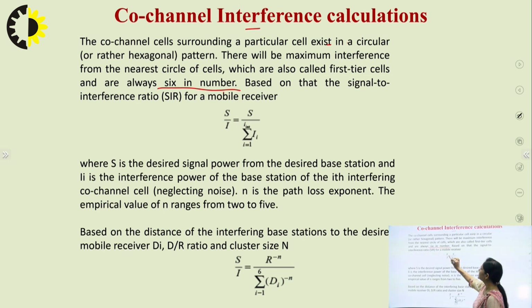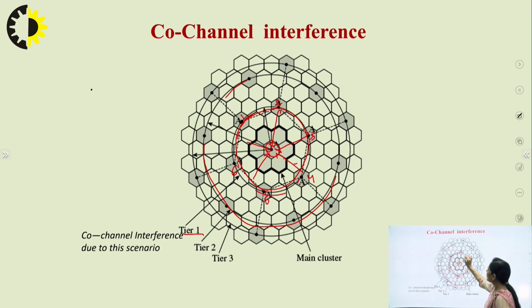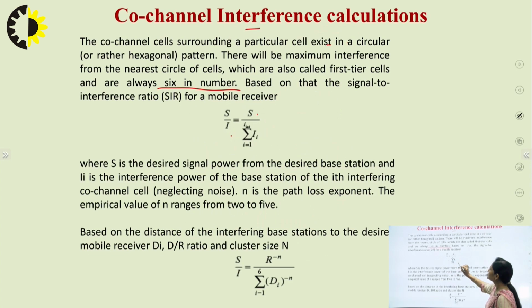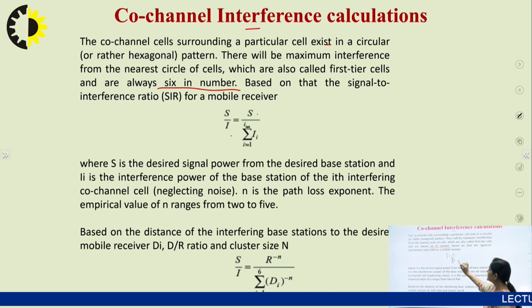Based on that, signal to noise ratio for a mobile receiver, we are familiar with the term signal to noise ratio, signal upon interference. Here we are taking the noise as interference. So signal to interference, as here the interference is caused by co-channel cells. So there is a summation over co-channel cells, from 1 to the number of cells that are causing interference.